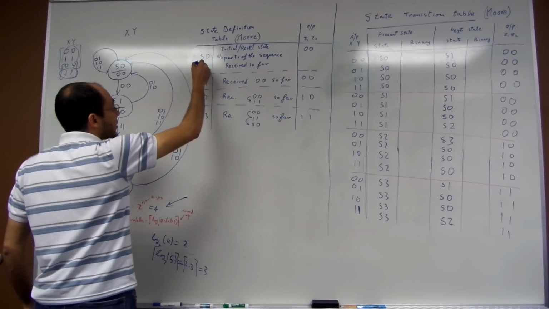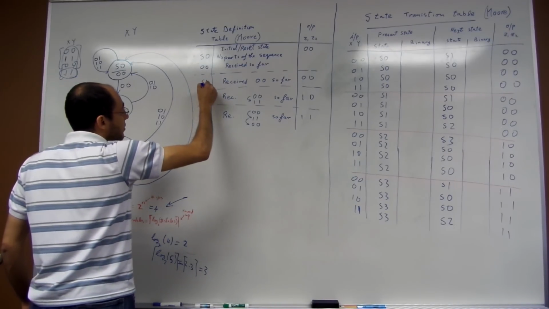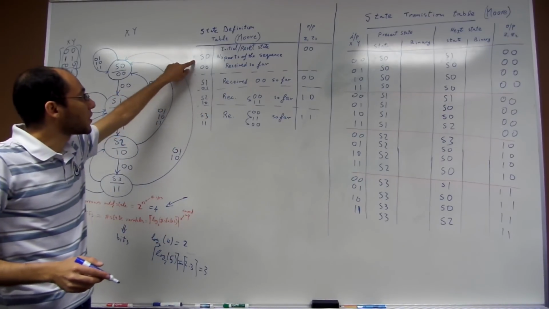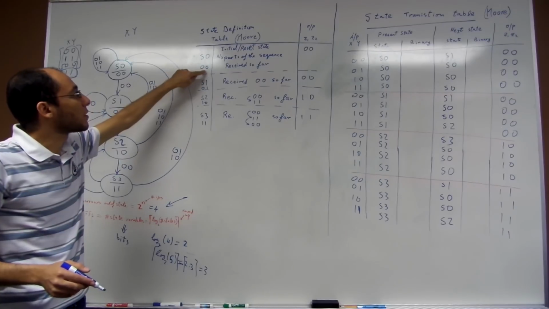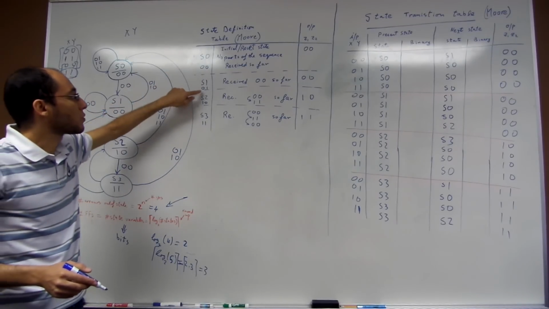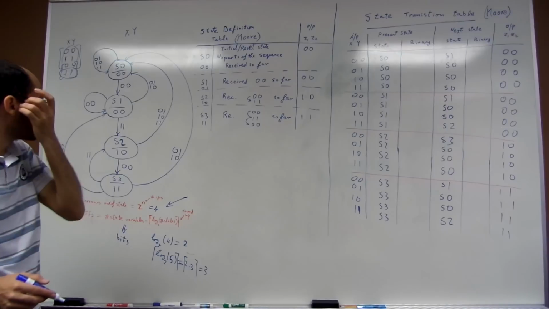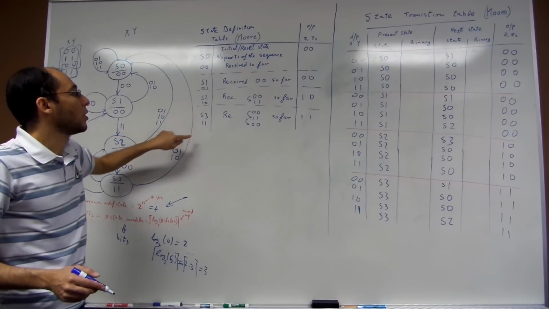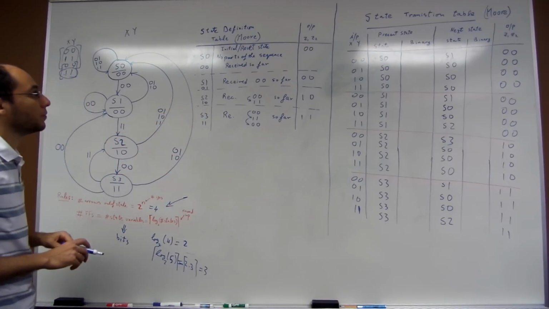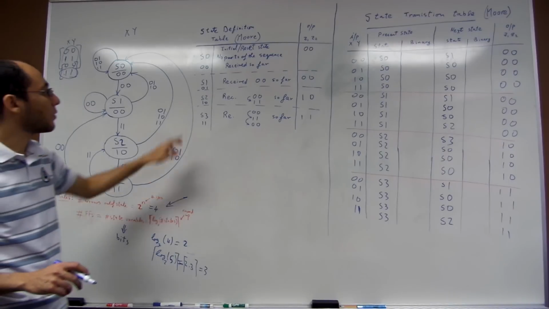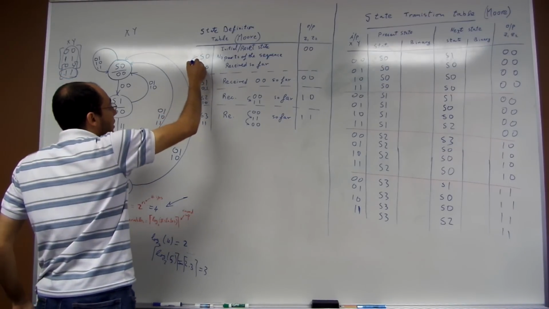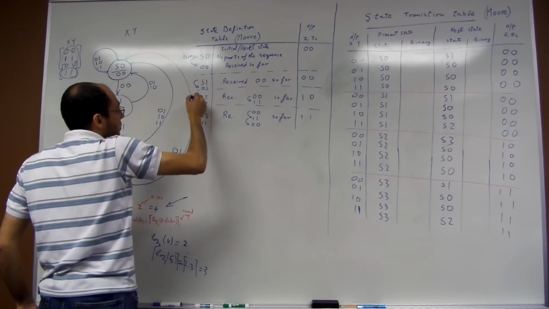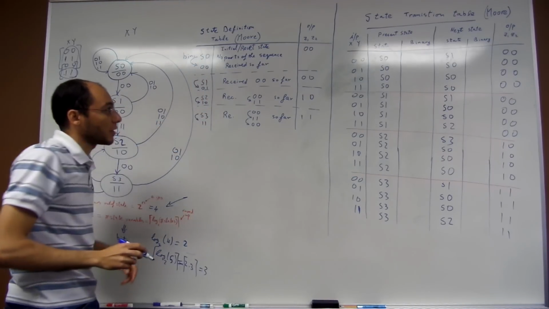So I'm going to assign here 00, 01, 10, 11. It's arbitrary. The convention is to assign S0 binary 00, S1 01, S2 10, and S3 11. If it's 3 bits, then you assign 000, 001, 010, 011, 100, 101, and so on and so forth. So right now we have the binary assignment. These are the binary assignments. These are not the outputs.